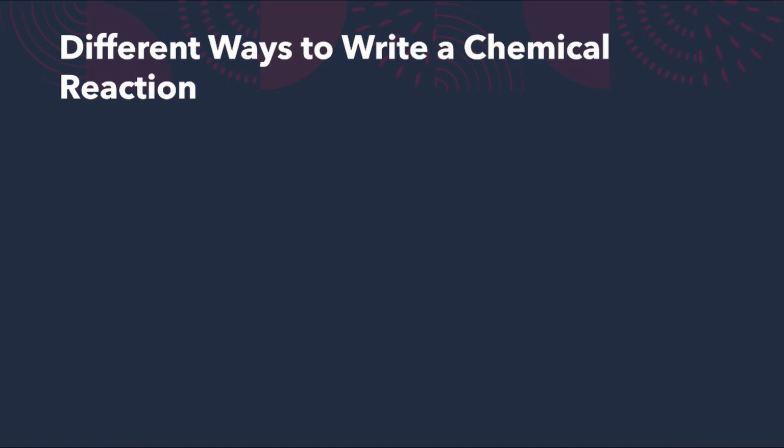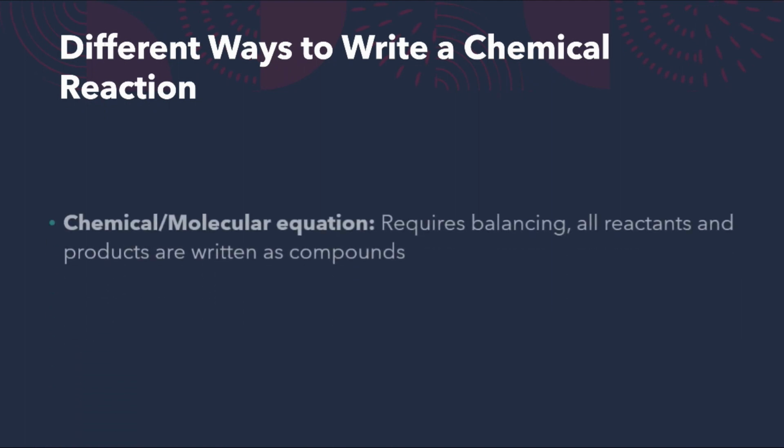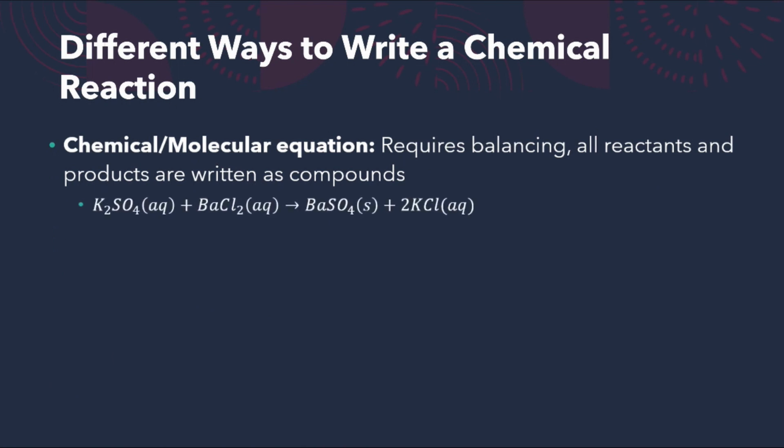Now, there are three different ways we can write a chemical reaction for the purpose of this video. The first way is a chemical or molecular equation. This requires balancing, and all reactants and products are written as compounds. So, for example, potassium sulfate in aqueous form plus barium chloride in aqueous form goes to barium sulfate in solid form plus 2 potassium chlorides in aqueous form.